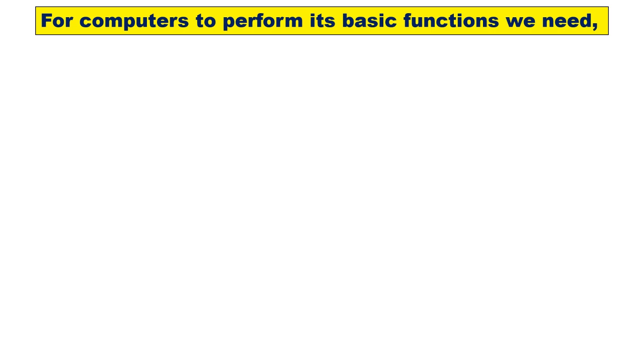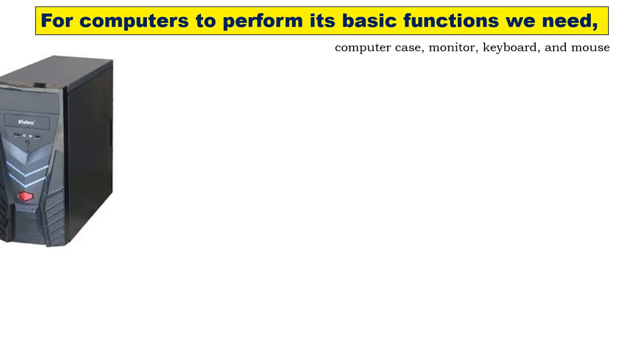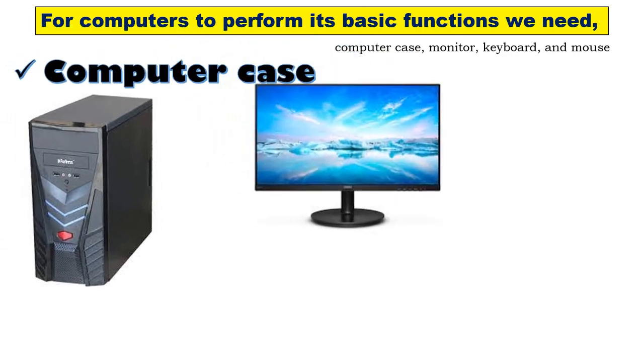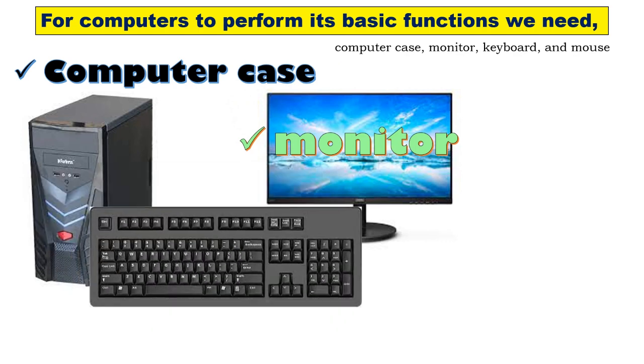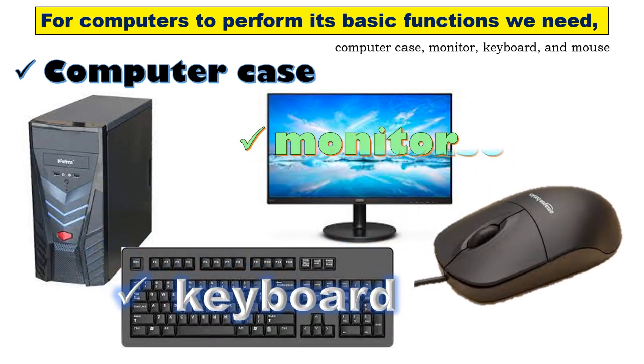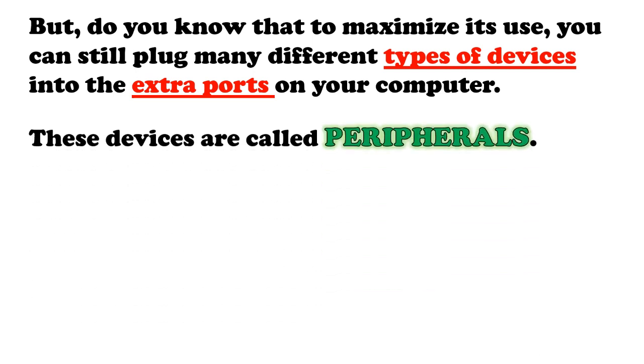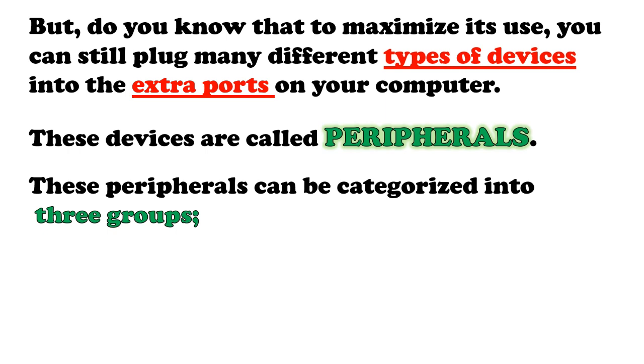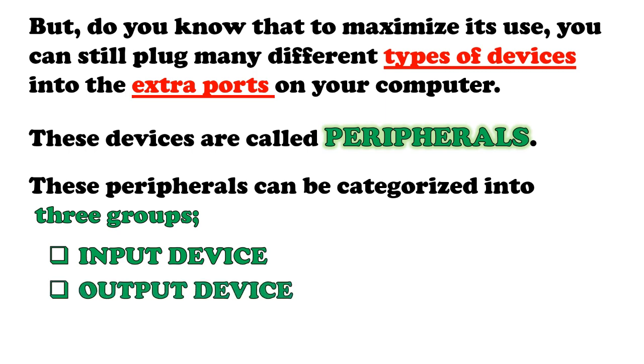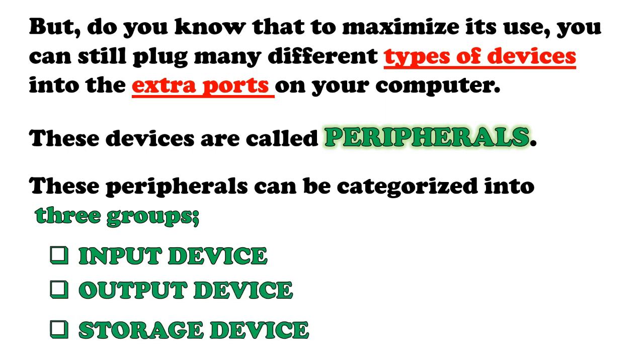Okay, for computers to perform its basic functions, we need the following. We need computer case, we need also the monitor, keyboard, and mouse. But do you know that to maximize its use, you can still plug many different types of devices into the extra ports on your computer? So these devices are called peripherals. These peripherals can be categorized into three groups. We have input device, output device, and storage device.